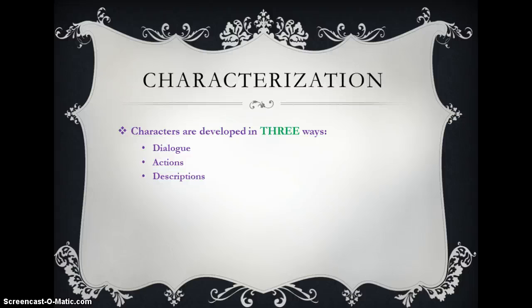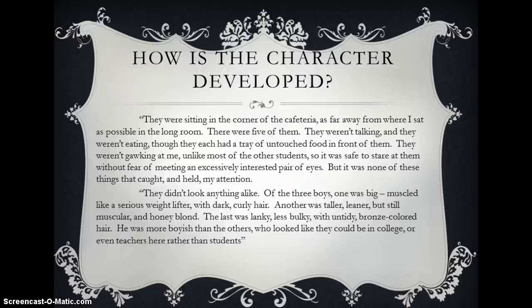Now with characterization, there's three different ways characters are developed. They're developed through dialogue, through actions, and descriptions. So, take a look at this story. This is an excerpt, and see if you could figure out which way the character is developed.